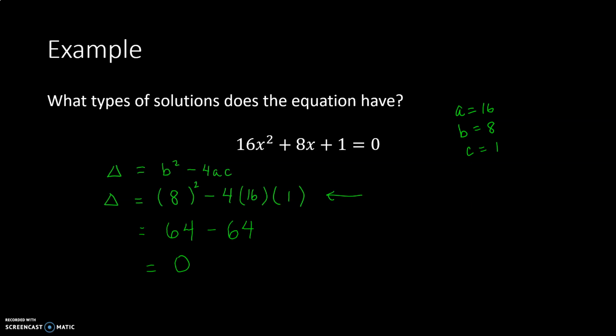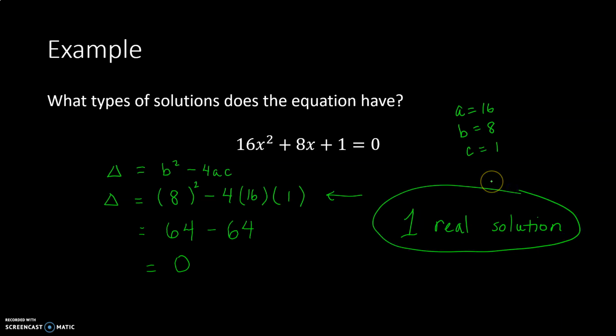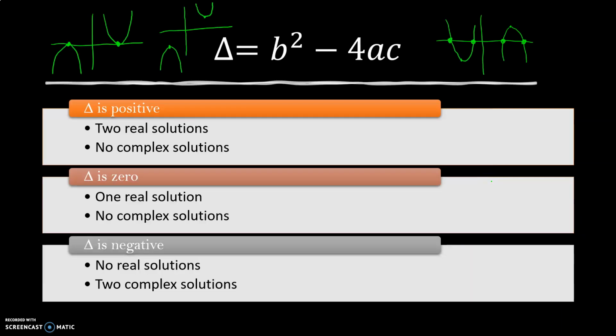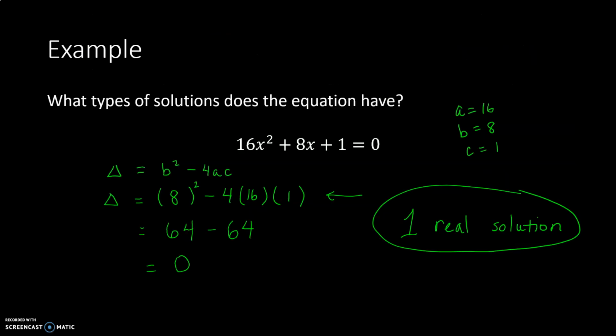Okay, so now what this tells you is the discriminant is 0. That tells me that this equation has one real solution. It has no complex solution. It has one real solution. And that's from this information on this page. We got a discriminant of 0, so we have one real solution.